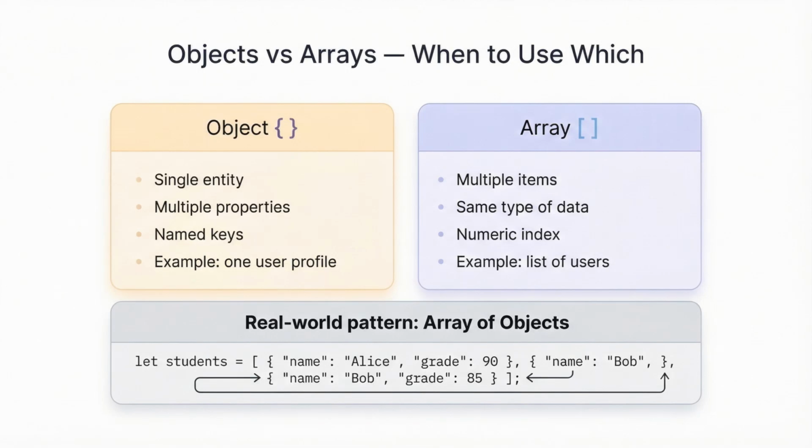This combined pattern, an array of objects, is by far the most common data structure you'll encounter when working with real-world APIs and backends. When a server sends you a list of products, or a list of users, or a list of courses, it almost always arrives as an array of objects in JSON format. Understanding how to read and work with this structure is a core skill in modern web development.